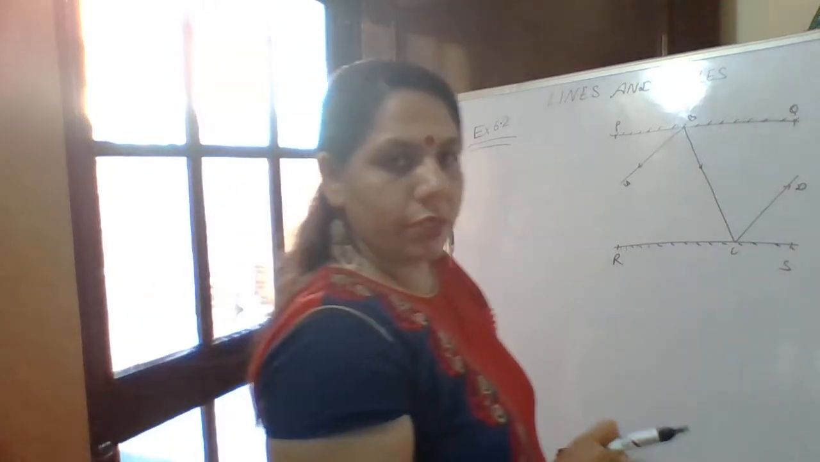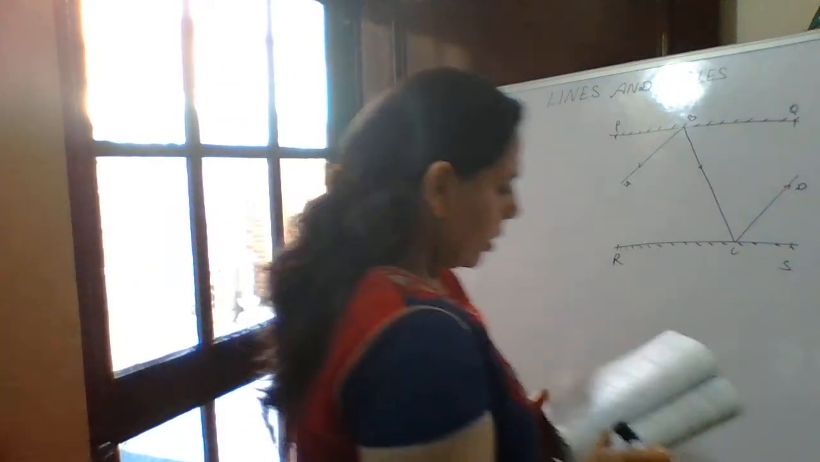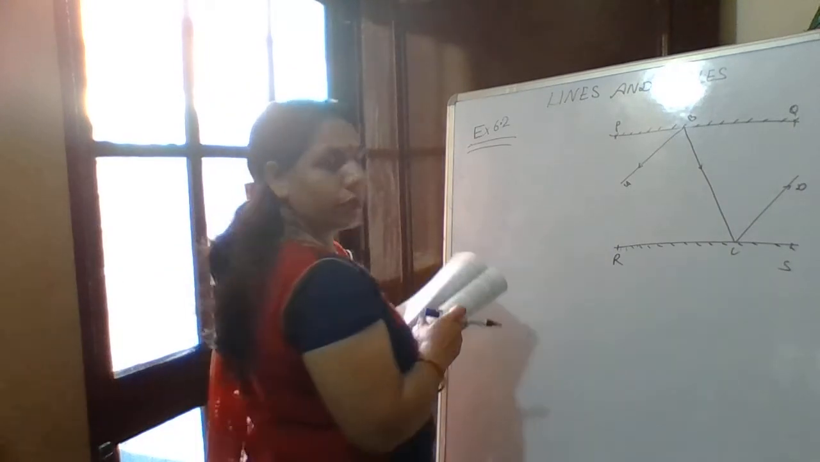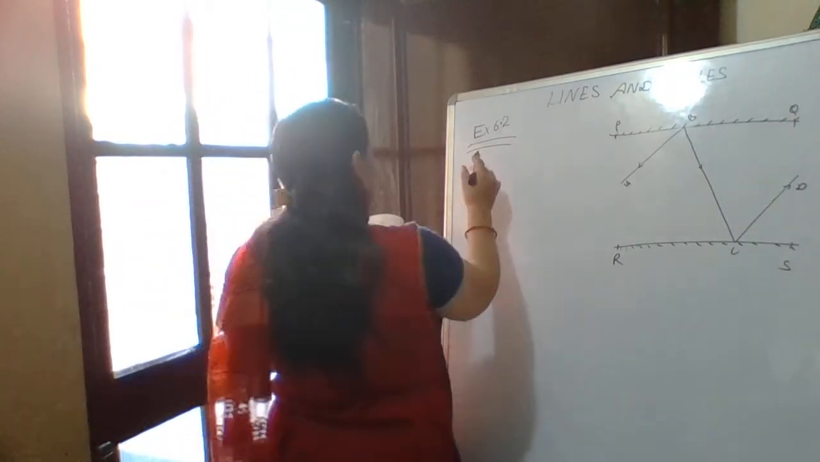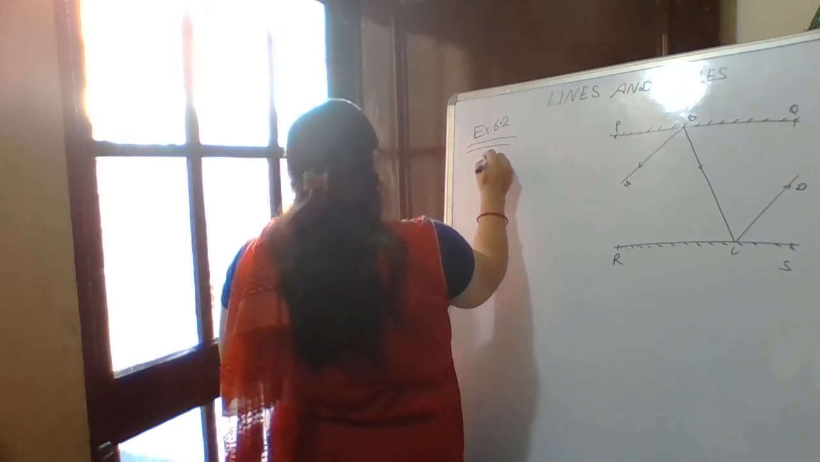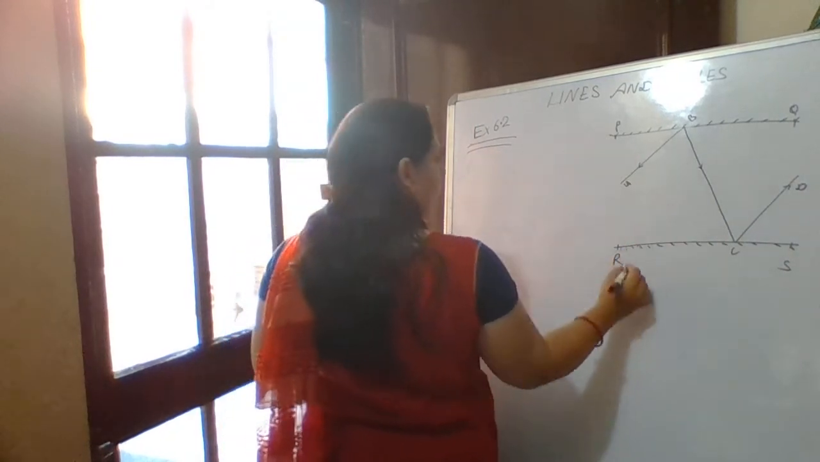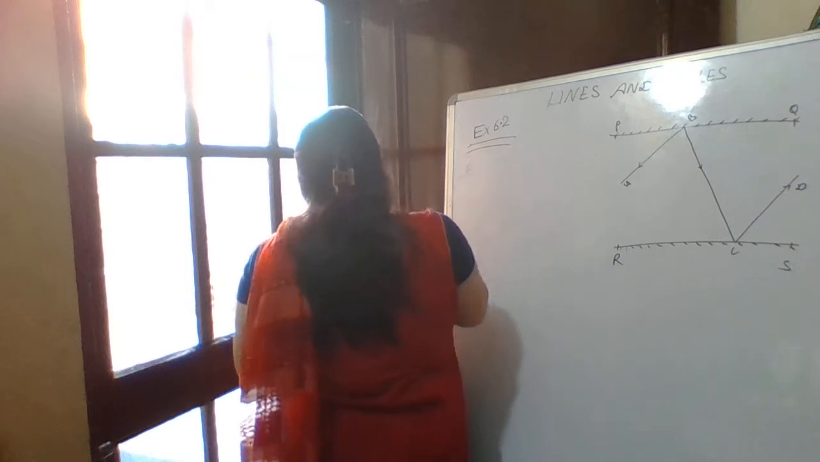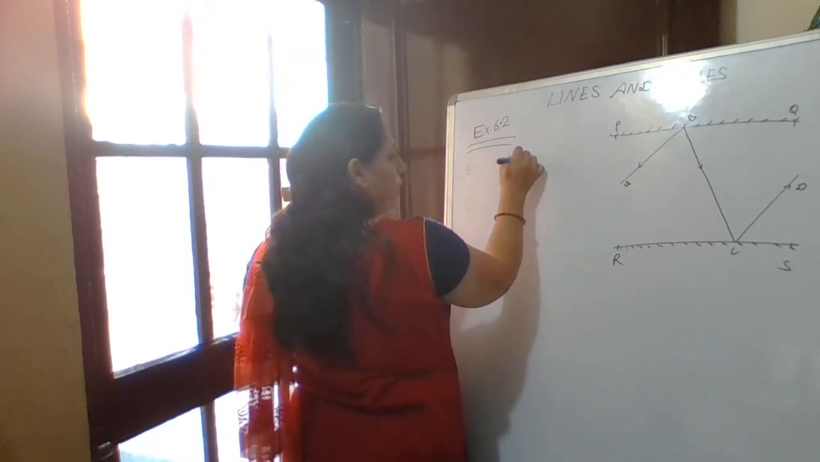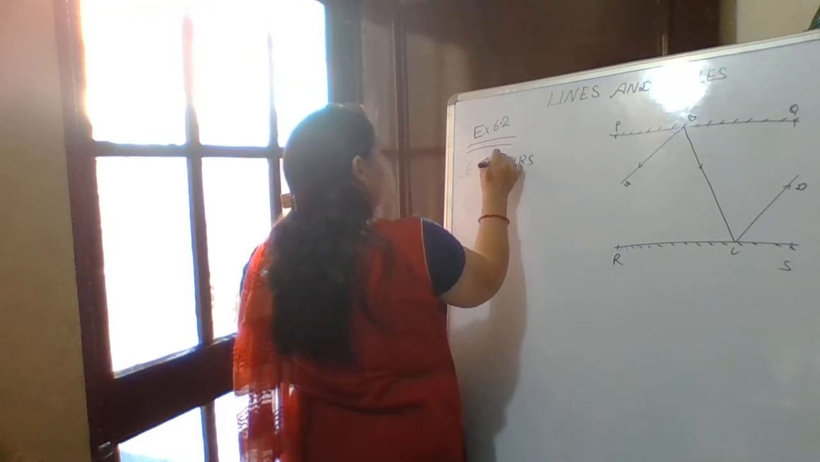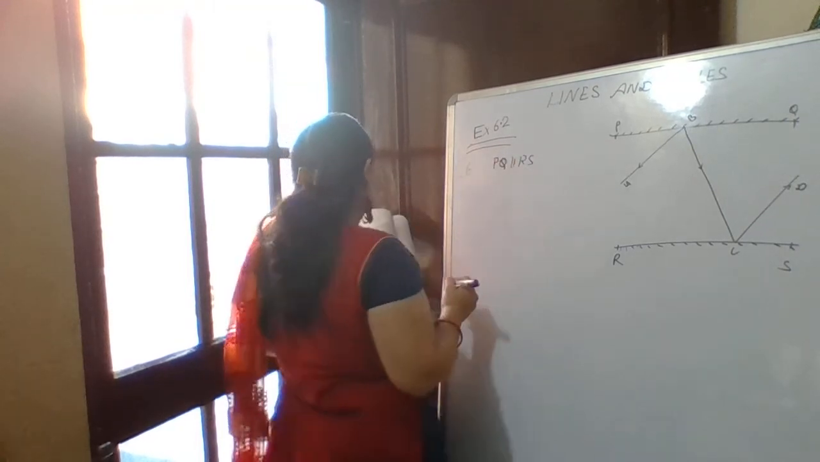So what is question 6? Question 6 of this exercise. In this question, 2 mirrors are given. Those are PQ and RS, and these are placed parallel to each other. That means PQ parallel to RS.